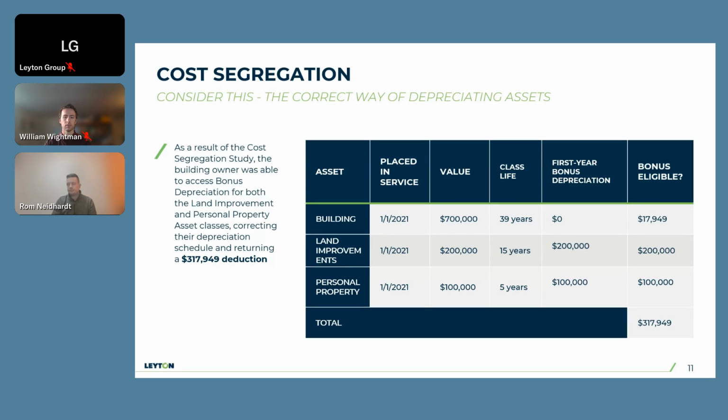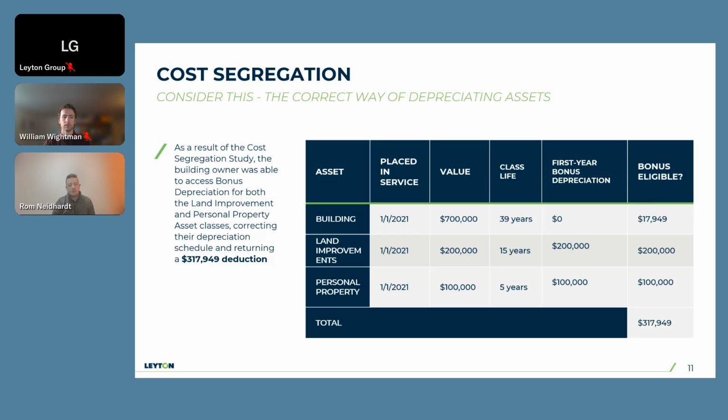So in this case, $200,000 of that building was identified as land improvements. Like we talked about, that accounted for paving the driveway, installing landscaping or lighting or doing something outside, or drainage. So $200,000 was reallocated to that 15-year class life. Because this building was placed in service January 1st, 2021, that was a 100% bonus depreciation year. So all $200,000 of those land improvements are deductible in year one. There is no waiting 15 years. It's just taken in that first year.